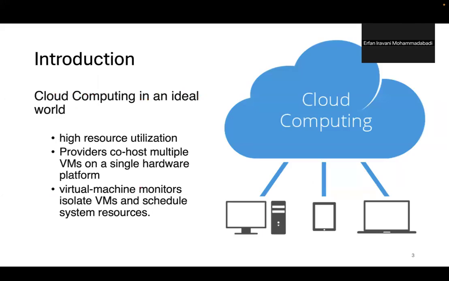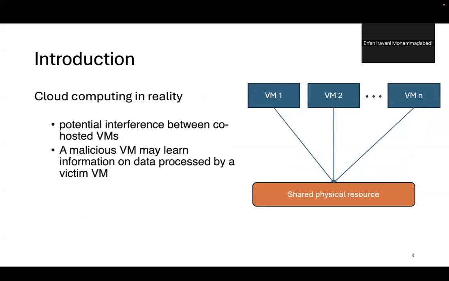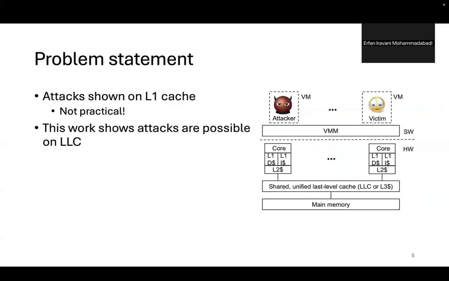So, in a safe world, cloud providers have high resource utilization by co-hosting multiple VMs on a single hardware platform, and the virtual machine monitors isolate VMs and schedule the resources. However, in reality, co-hosting multiple VMs on a shared physical resource can cause potential interference between the VMs, and a malicious VM may learn information and data processed by the victim VM.